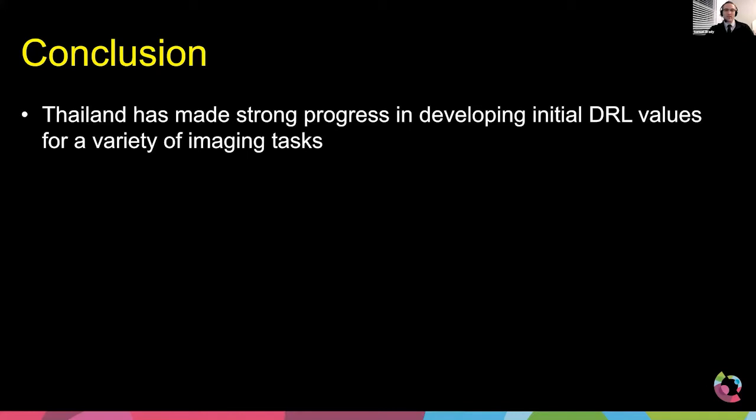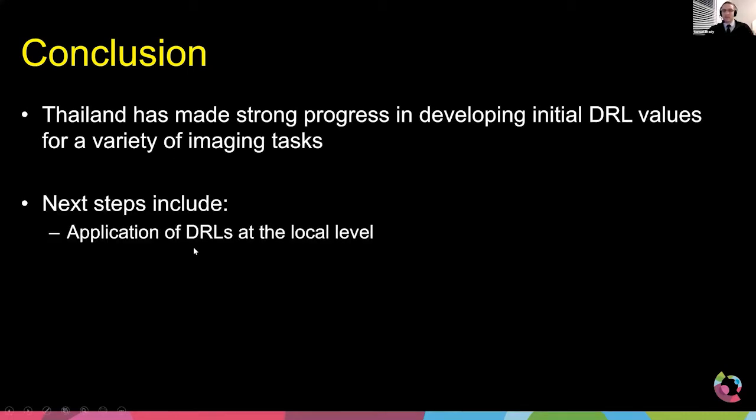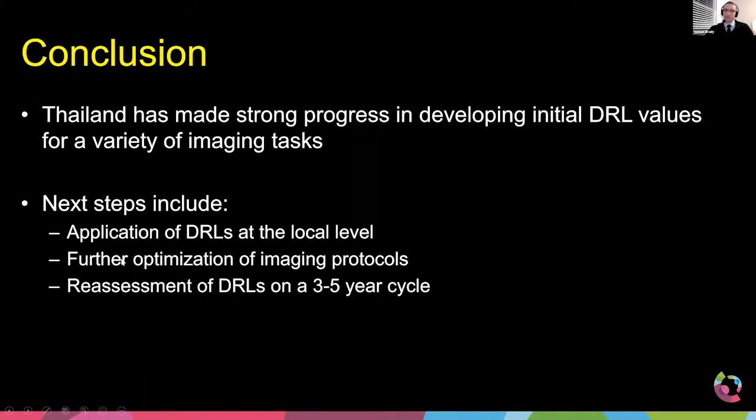So in conclusion, Thailand has made very strong progress in developing initial DRL values for a variety of imaging tasks. The next steps include applications of the DRL at the local level, so local hospitals now applying the Thai DRL values, and further optimization, of which we talked about some examples. And you are now at that point, 4 or 5 years into this, for the next cycle to begin.